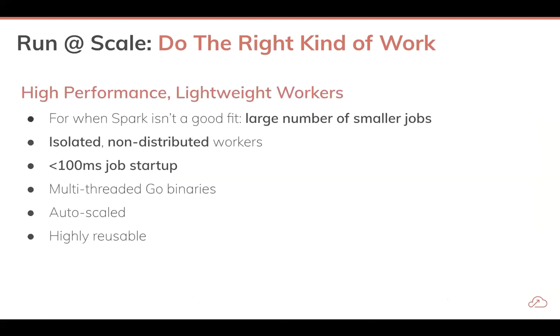Now, Spark isn't right for everything. So we have also introduced this notion of these high performance lightweight workers. And we do send work to this pool too. These are fully isolated, non-distributed workers, but they're great for these really small jobs where the spin-up time is less than 100 milliseconds because the job itself may not even last for a second. And we use these in a similar auto-scaled, highly reusable fashion that also operate on the executor plane as well.